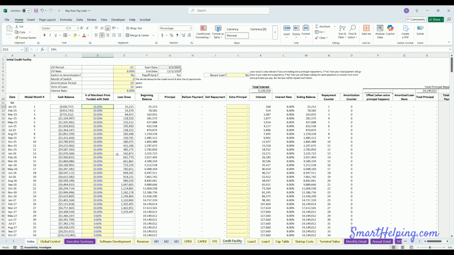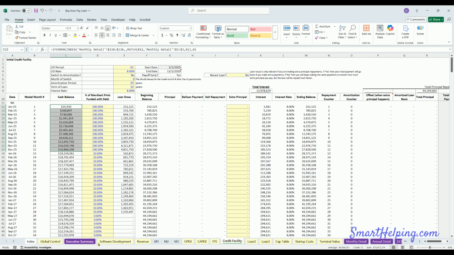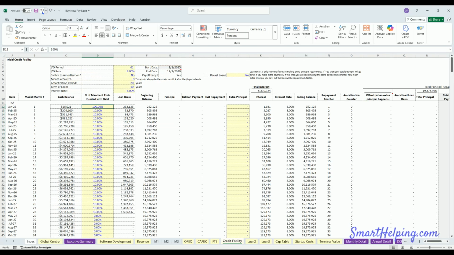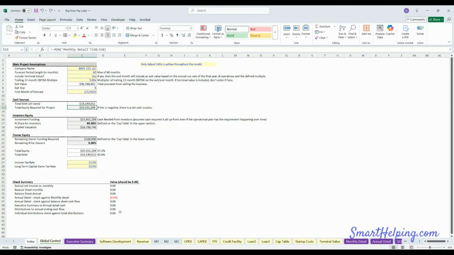Next up, we have the credit facility. The credit facility is quite important, and it's going to affect cash flow requirements quite a bit. So let's say we put this at 100%. That means all of the merchant payments we send out, we're going to fund. So you see how quickly the cash balance goes up and the minimum equity required goes down. Here in this case, we are at 6.9 million already from just those couple months, whereas before when we were at 10%, we were at 25 million.